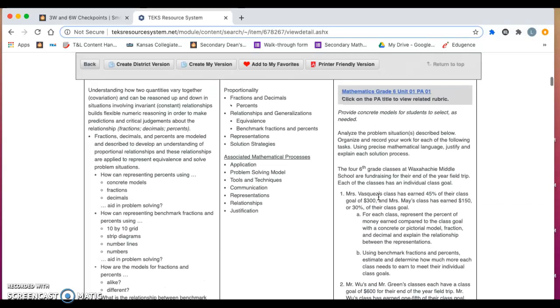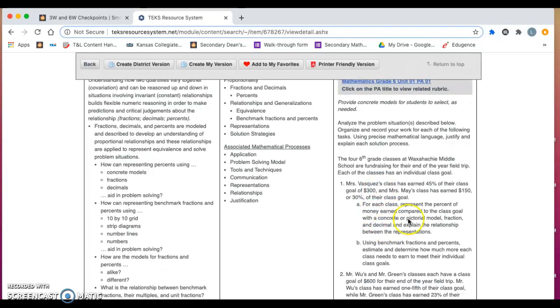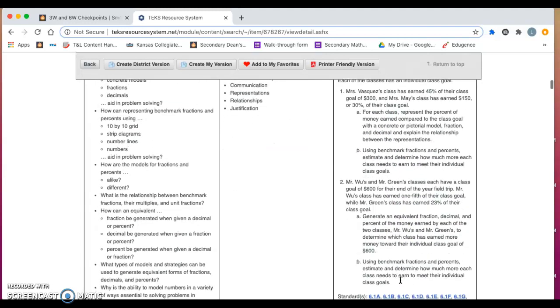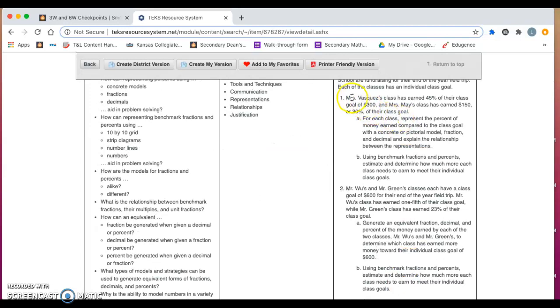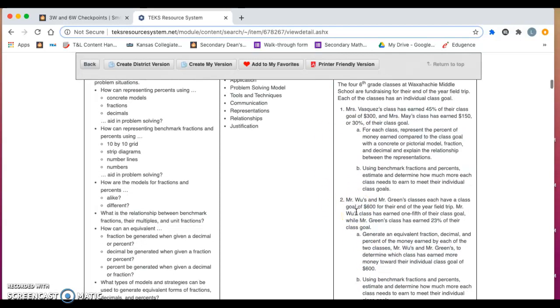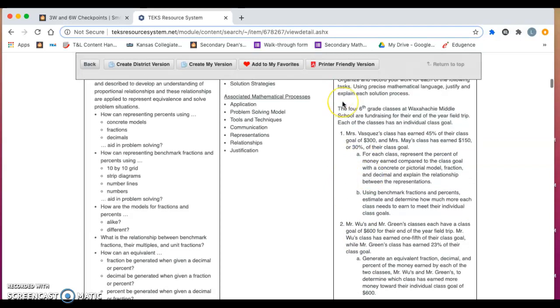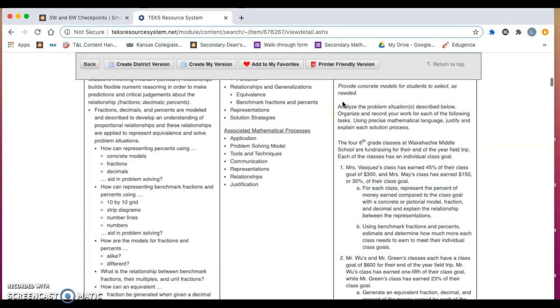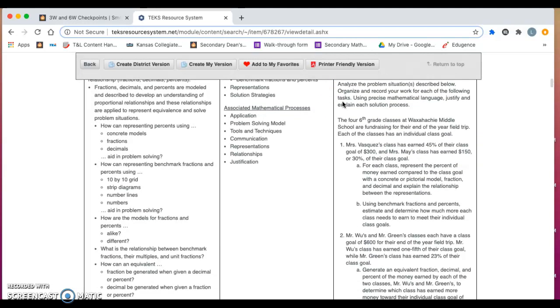And for this performance assessment, there are 2 different questions, each having 2 parts. So we have 1A and 1B, 2A and 2B. All of this is part of the performance assessment. Therefore, all of it would be part of the 3 or 6 week checkpoint. So we talked about unpacking.